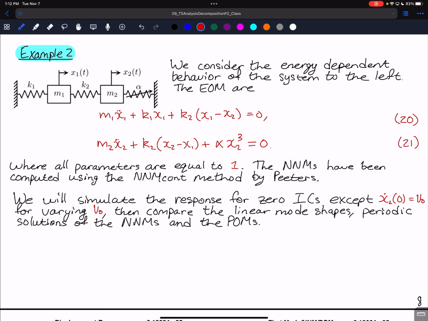So I'm just going to set all the parameters equal to 1, but you should feel free to go and take this code and change the parameters and see how the POMs change with different parameters. We're going to set them equal to 1 for simplicity here.